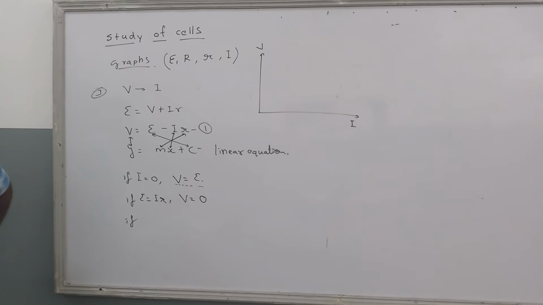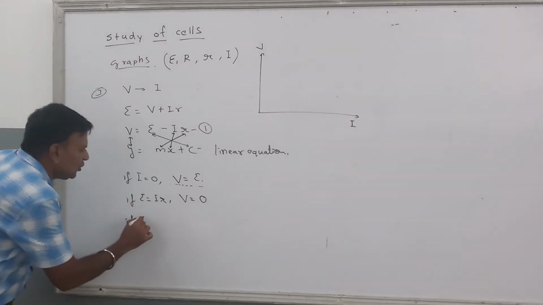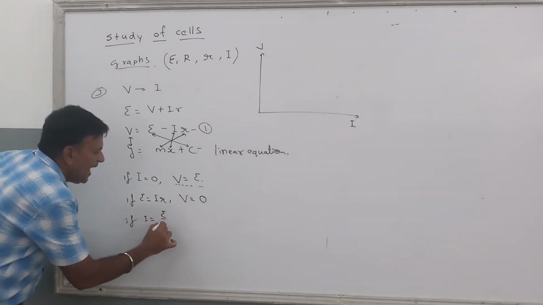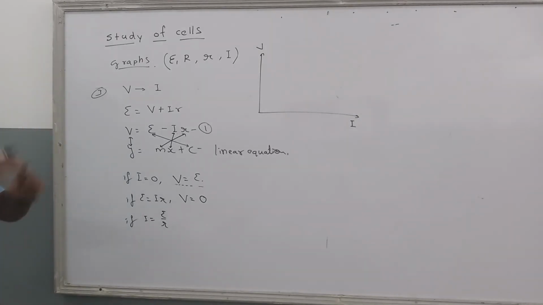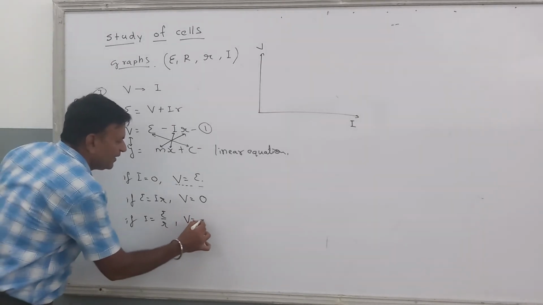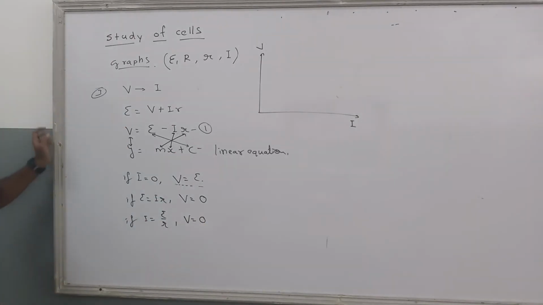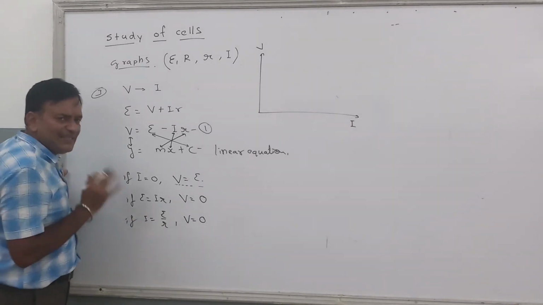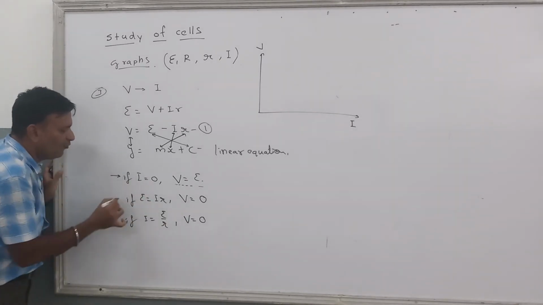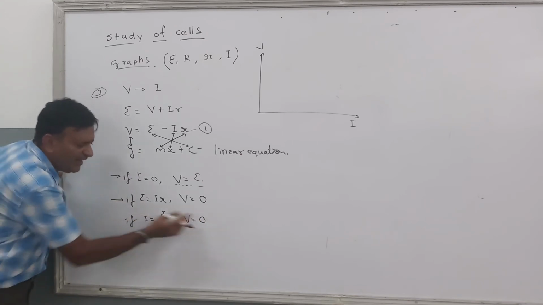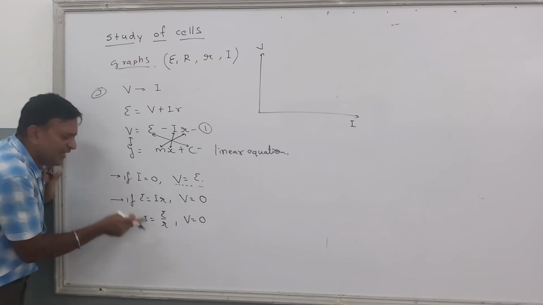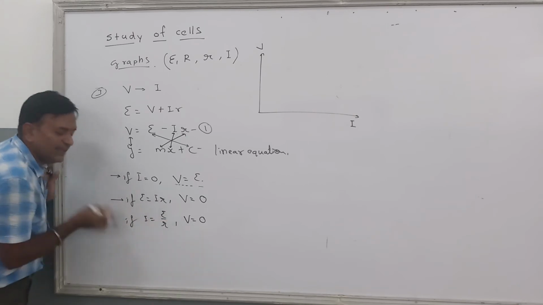If I is equal to epsilon by R, that is, epsilon is equal to IR, or I is equal to epsilon by R, what you get is V equals 0. So more or less these are the same points, the first and second. Why I have written this, I will come to that.